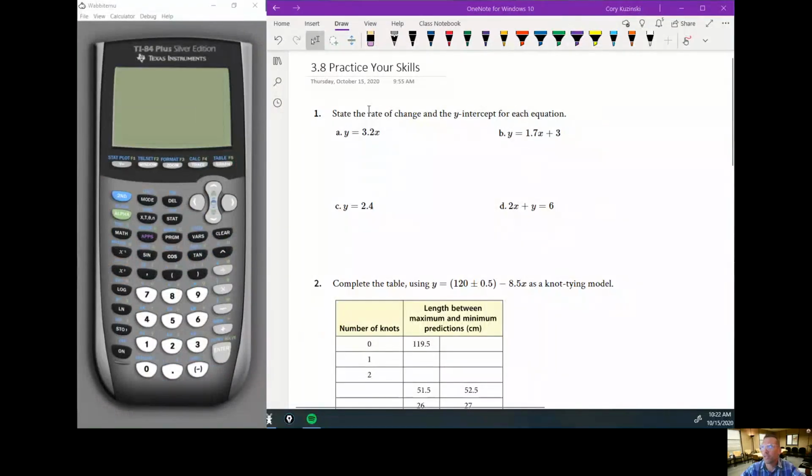All right, number one says state the rate of change and the y-intercept of each equation. So in this one, the rate of change can be found right there. It's the coefficient of x. So here's what we'll put. We'll do rate of change equals 3.2. As far as the y-intercept is concerned, there's nothing being added to this, so the y-intercept is 0.